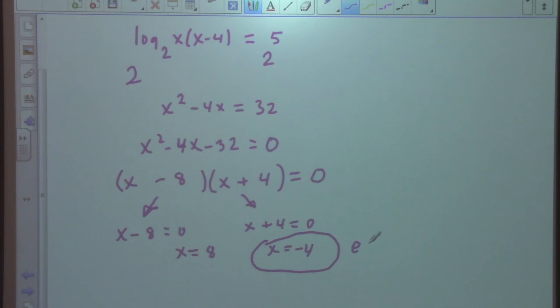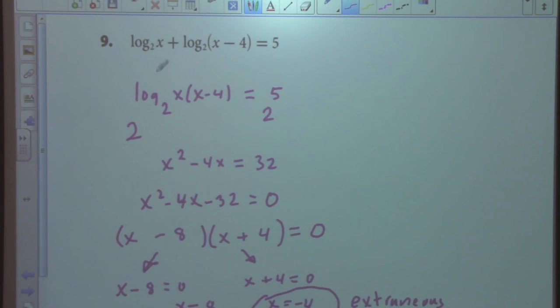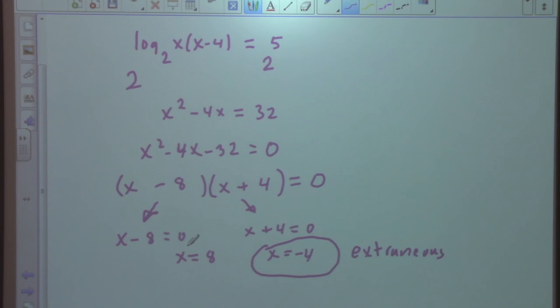This is called an extraneous solution. If you plug in 8, will that work? Yes, you can have log base 2 of 8, that's 3, and log base 2 of 8 minus 4, log base 2 of 2, that's going to be fine. 3 plus 2 equals 5. So this one right here is called a real solution. Extraneous, real.